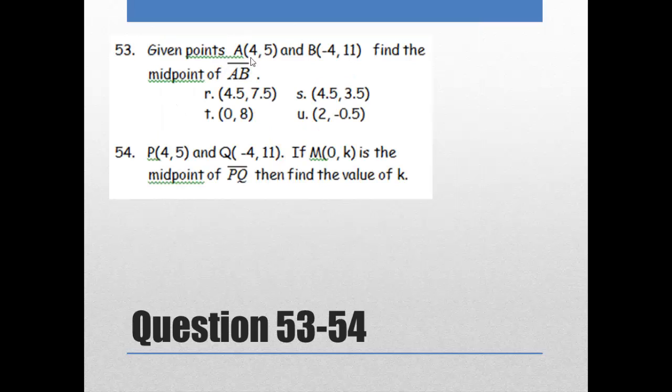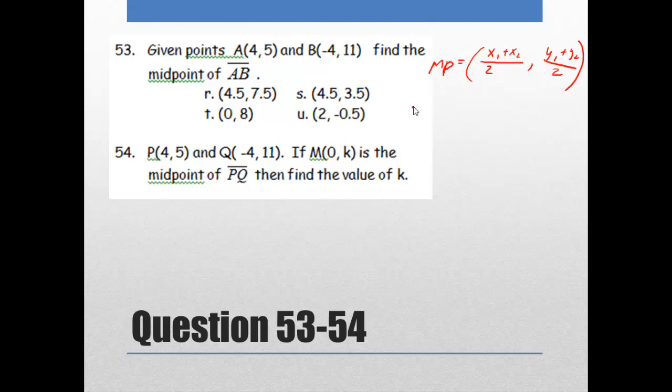Given points A (4, 5) and B (negative 4, 11), find the midpoint of A and B. Alright, well, to find the midpoint, you have the formula in your reference sheet, but hopefully you know that you're just taking the average of the x's, so x1 plus x2 over 2, and the average of your y's, y1 plus y2 over 2.